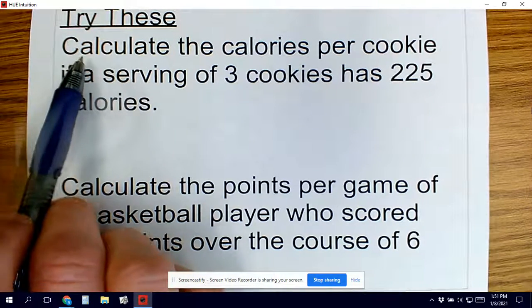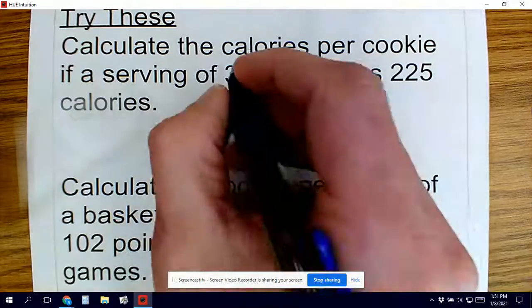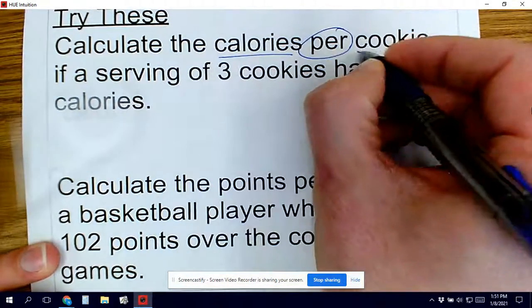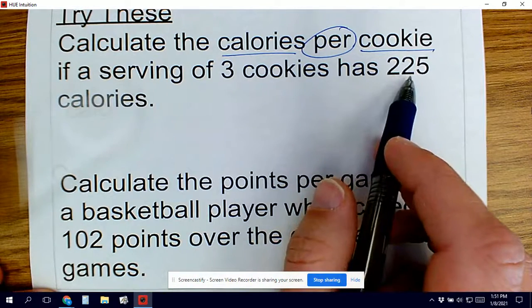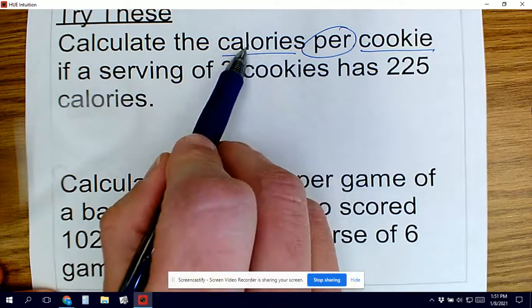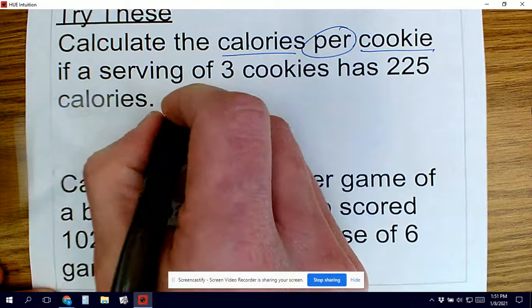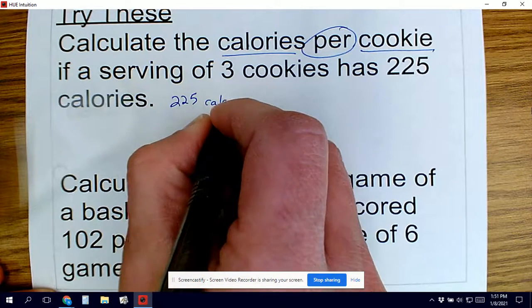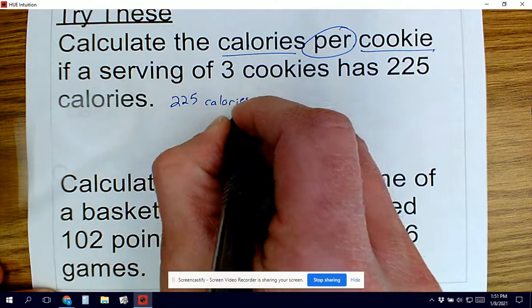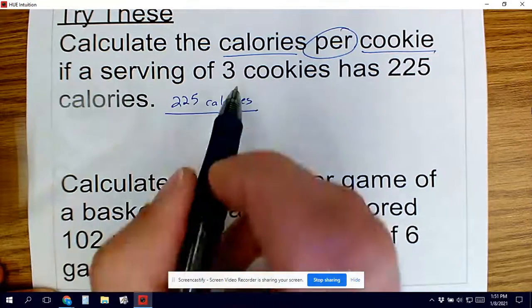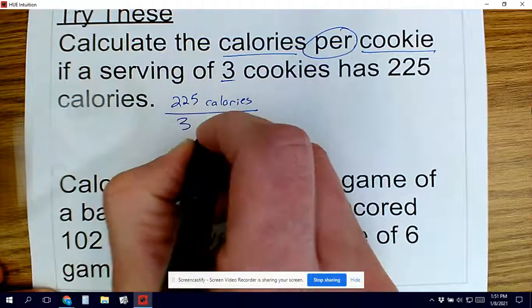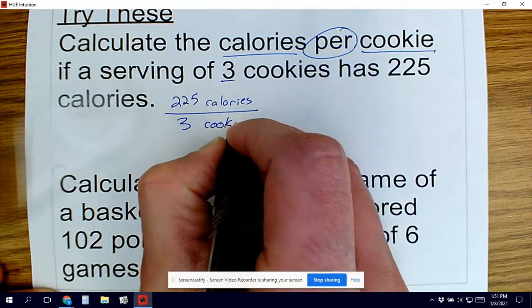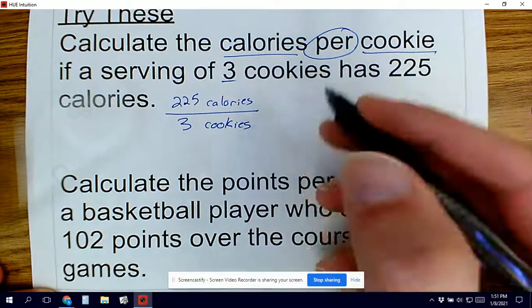Number 1 is asking us to calculate the calories per cookie, and there's the rate they want, the order, calories per cookie, if a serving of 3 cookies has 225 calories. Calories is listed first in the rate, so the 225 calories will be listed as the first value in our rate. We are comparing that per cookie, and I see we have 3 cookies up here. So the initial rate of this scenario, 225 calories to 3 cookies.